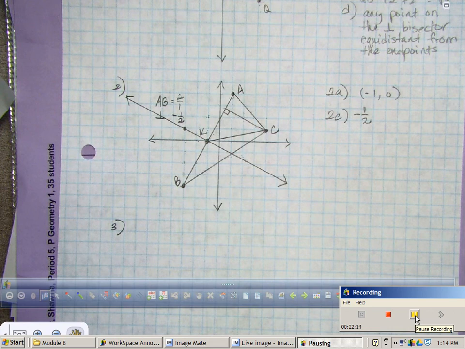Okay, that's number 3. Oh, we need to write, actually, 3D: what can you say about the distance? The distances are equal.